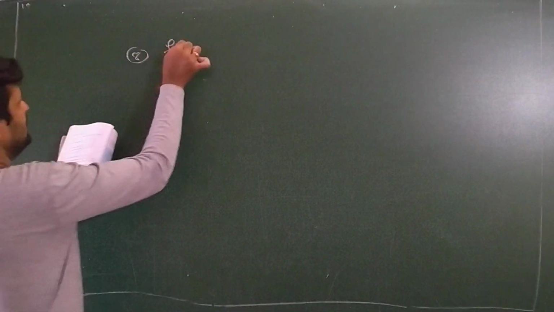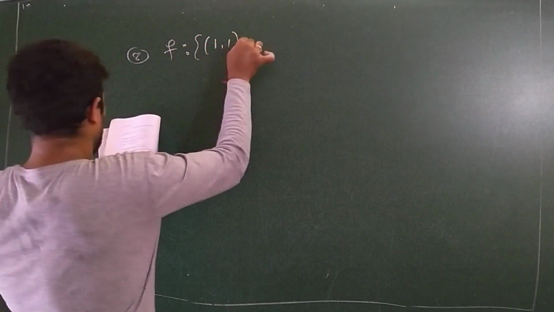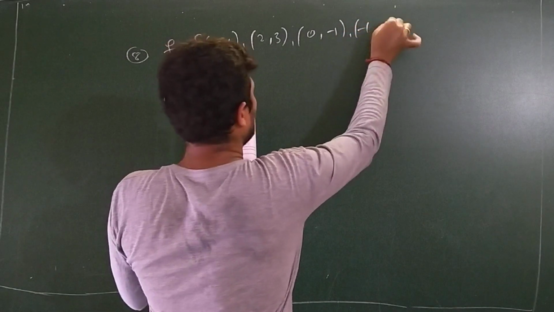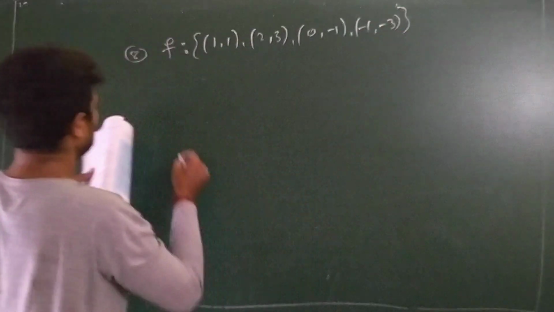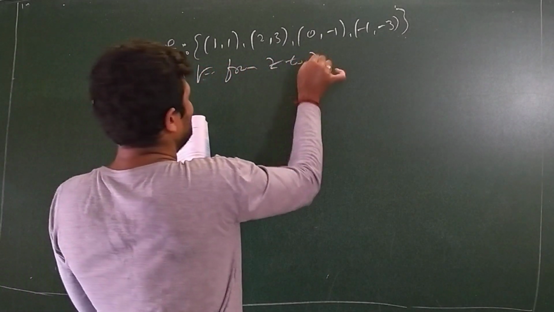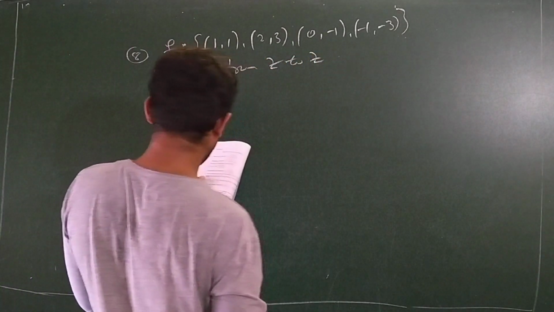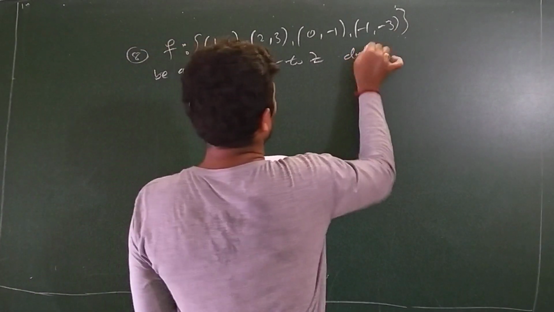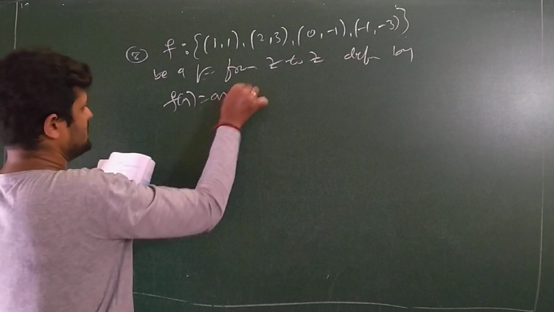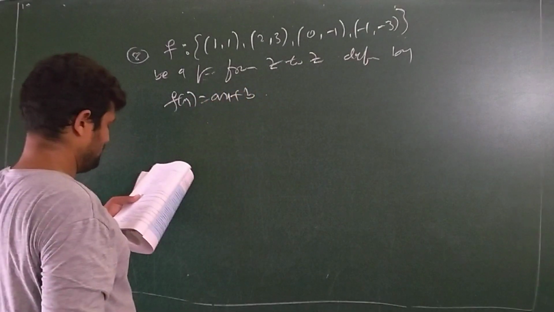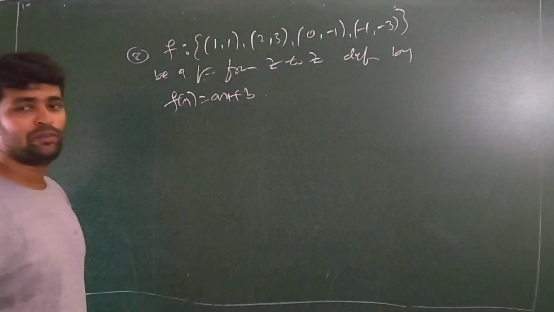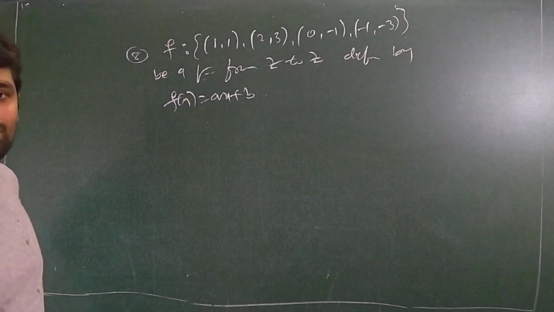Question number 8. Let f be the function {(1,1),(2,3),(0,-1),(-1,-3)} from Z to Z, defined by f of x is equal to ax plus b for some integers a and b. Find the values of a and b. He has given it is a function.